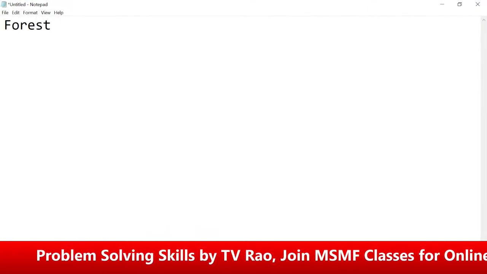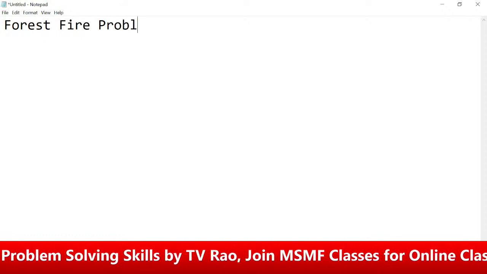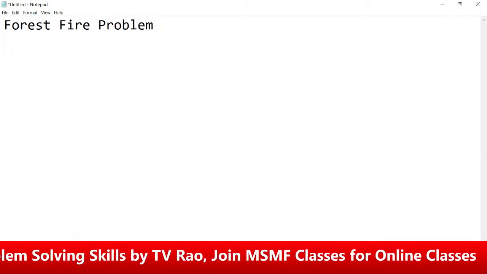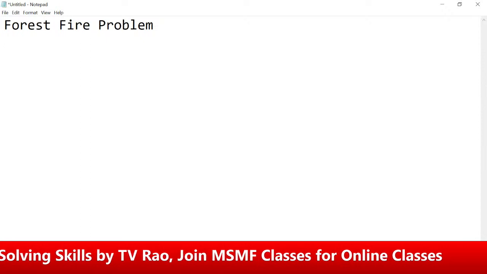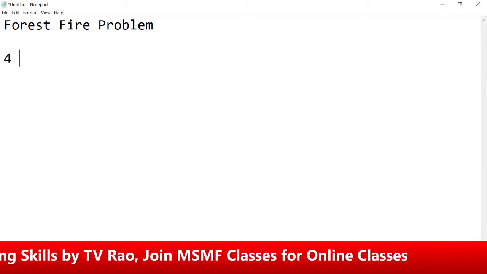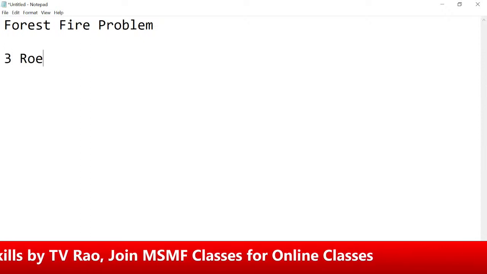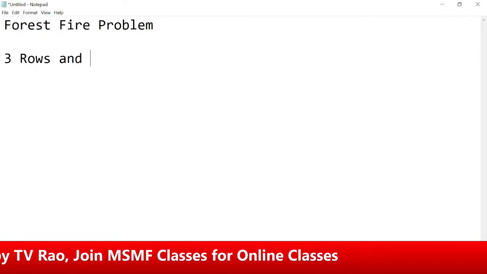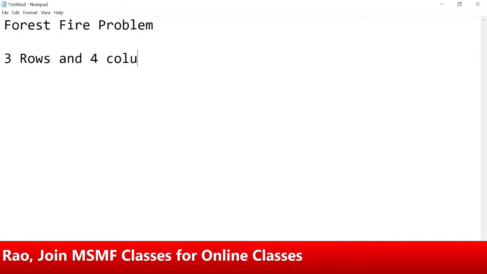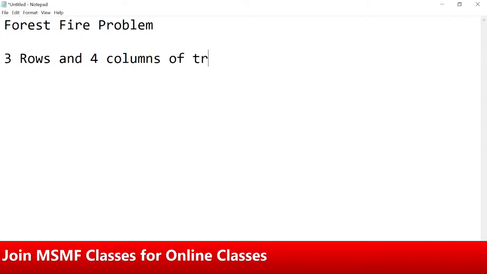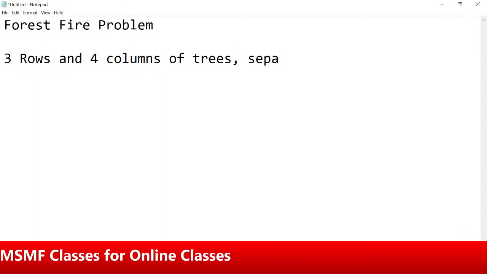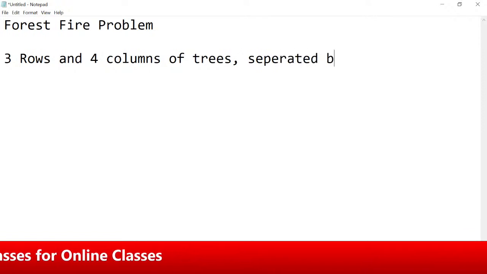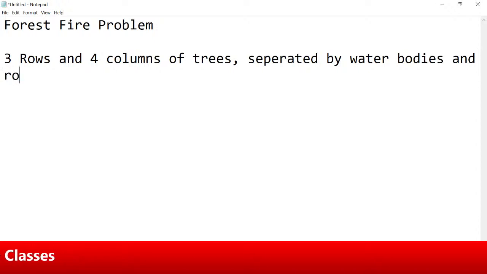Forest fire problem. So assume that there are three rows and four columns of trees, separated by water bodies and rock areas as discussed yesterday.